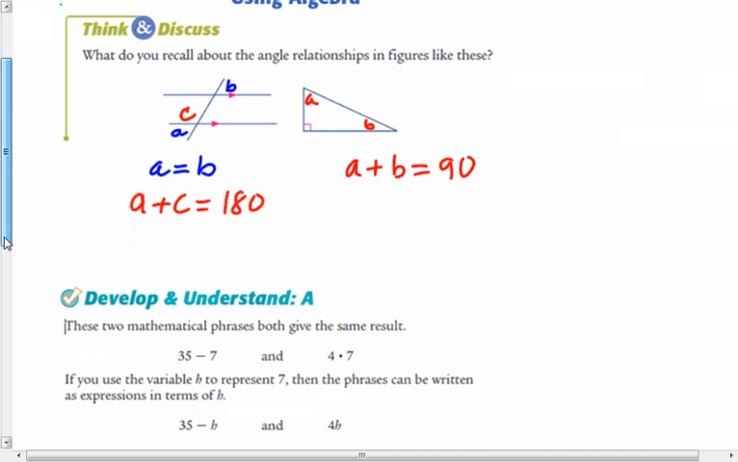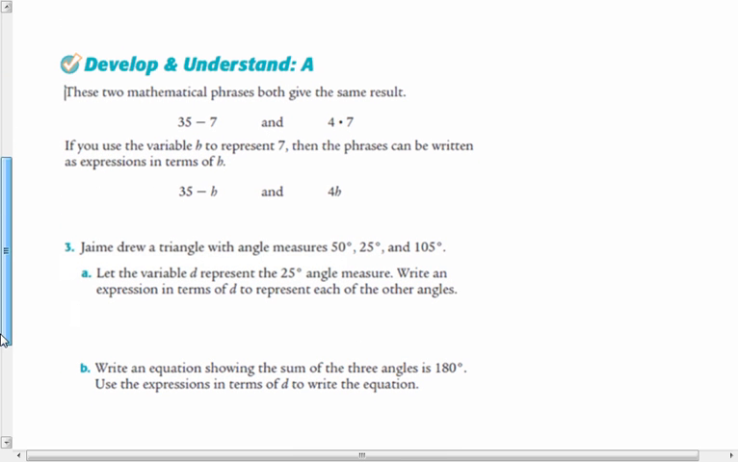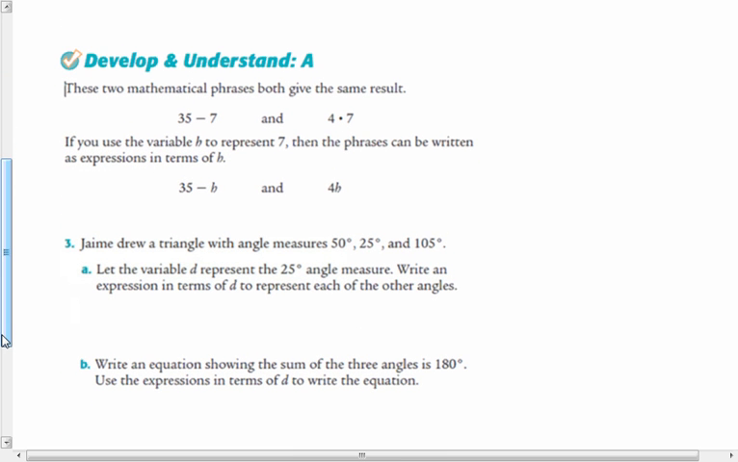We're going to use variables to represent expressions. Notice that you can have more than one expression represent the same thing. If you use the variable h, so here's an expression, 35 minus 7, and that's the same as 4 times 7, both equal 28. If we use h to represent 7, then the phrases can be written in terms of h, so instead of 35 minus 7, we're going to put 35 minus h and 4 times h. All right, so that's just an idea of how we're going to use variables.